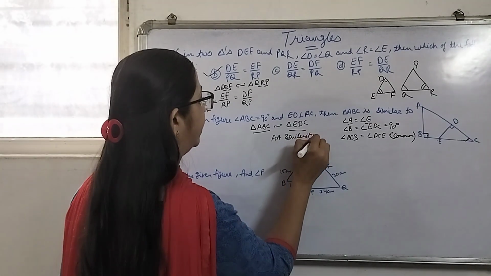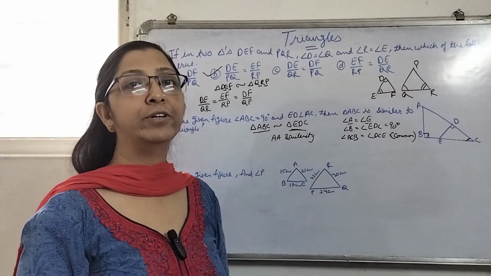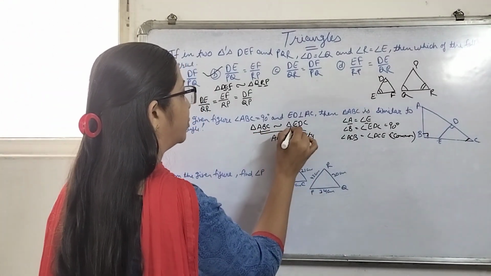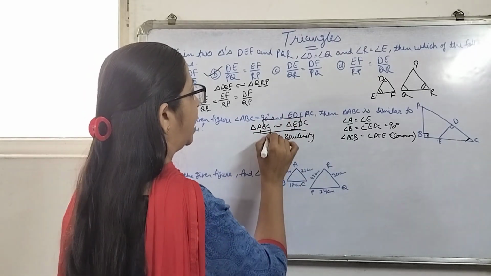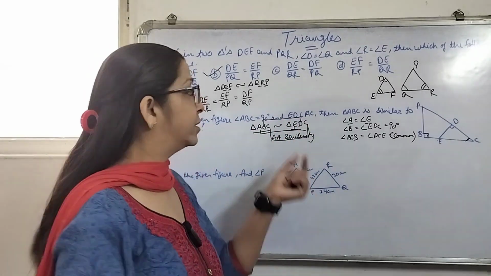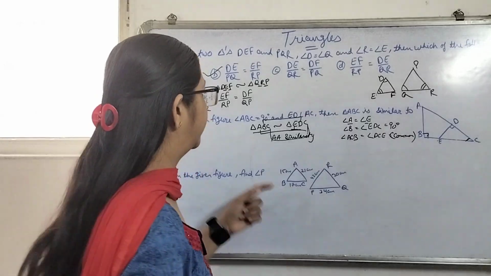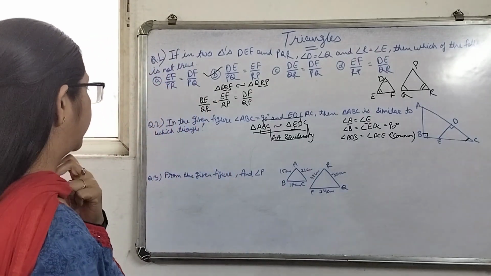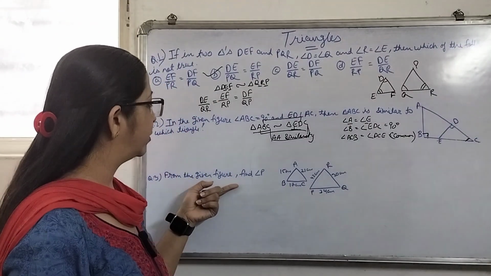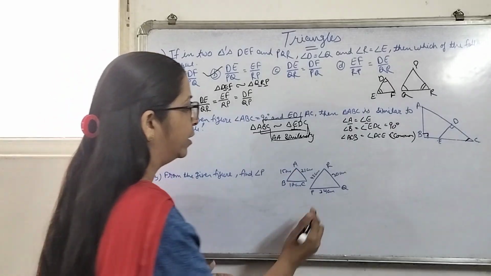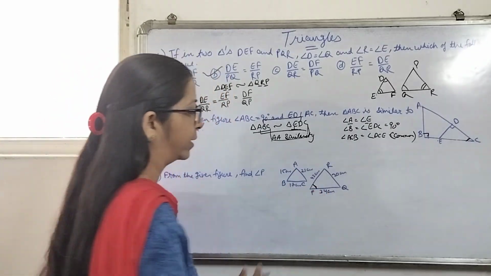We need to take care about the corresponding vertex. Means A corresponds to E, B corresponds to D, and C corresponds to C. This order is very important. So this will be the answer. Then the third question, from the given figure, find angle P. We need to find the value of this angle.